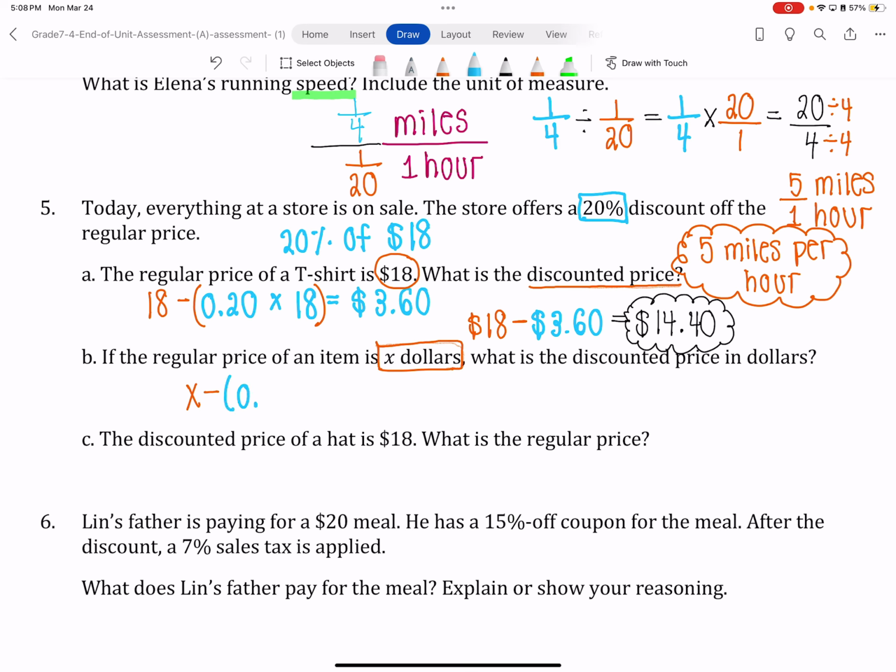So what we're going to do is take 20% of X. So I'm multiplying that 20% by X. And I'm still subtracting it from X, whatever my price is. It's not 18 this time. I don't know how much it is, right? X is just going to be the regular price, right?